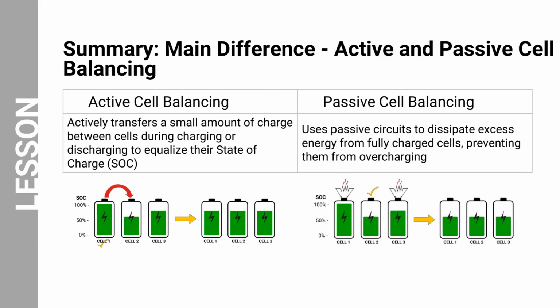According to the balancing principle, different currents flow through cells based on their SOC to achieve a balanced state. Why is balancing needed? Balancing is needed to prevent individual cells from overheating and failing prematurely in a battery pack. In passive cell balancing, the passive circuits dissipate excess energy from fully charged cells as heat, preventing overcharge. In active cell balancing, the BMS actively transfers a small amount of charge between cells, high to low, during charging or discharging to equalize the SOC. Effective cell balancing relies on accurately determining the SOC of each individual cell in the series. This allows the BMS to identify which cells need more charge or less charge and adjust currents accordingly.